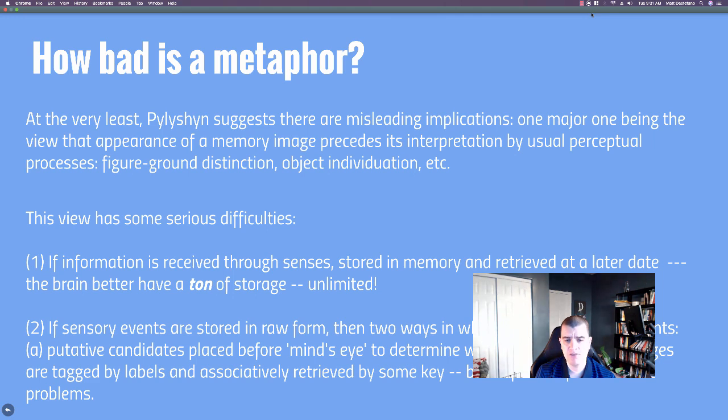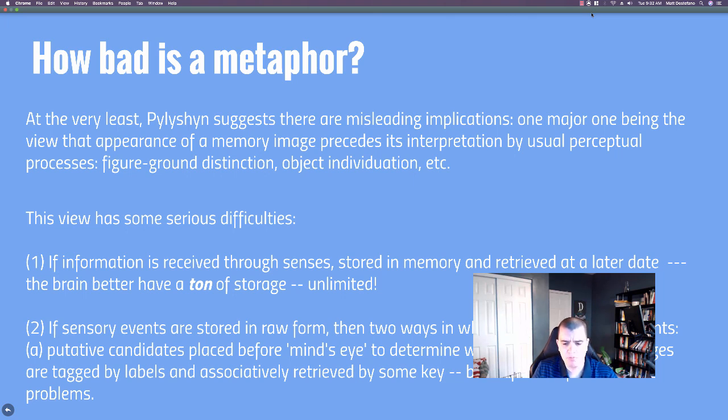One, if information is received through senses and then stored in memory and retrieved at a later date, well, the brain better have a ton of storage, given all of the different ways the environment can vary and all of the sorts of images that it's going to need to store in order to, say, recall Old Main from a certain angle at a certain time of day with certain weather conditions, with certain amounts of people around, or whatever the case may be, right? And Pylyshyn thinks this is impossible for the brain to do, to have this much storage to save all of the iterations of, say, a certain environment that I have.